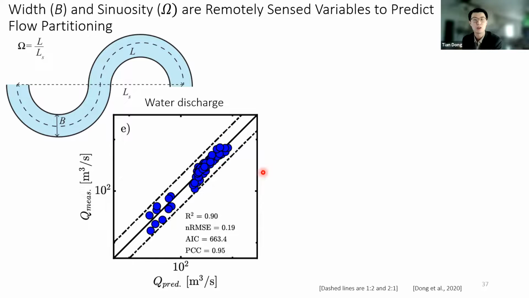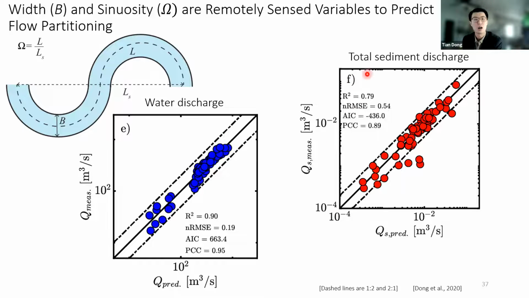We can also look at how good the prediction is for total sediment discharge, which is shown here. And these data indicate that our model gives pretty good predictions, so we can move forward to further develop our graph.